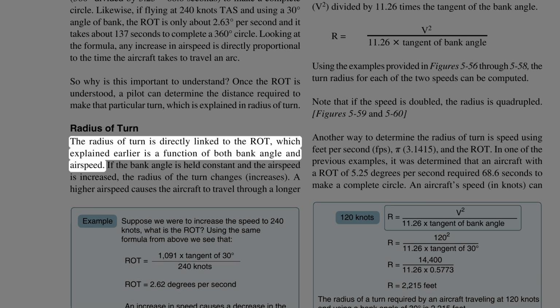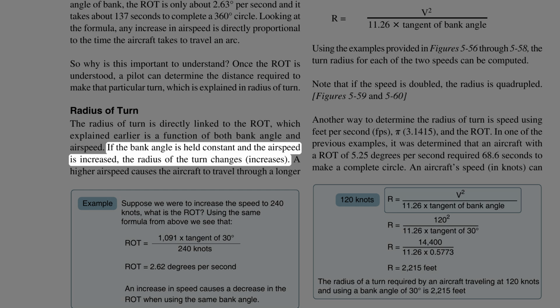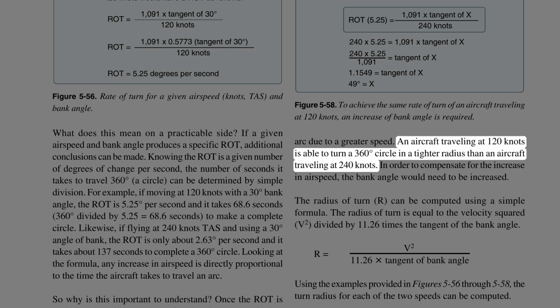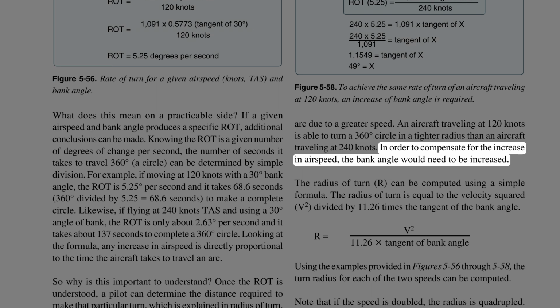The radius of turn is directly linked to the ROT, which was explained earlier as a function of both bank angle and airspeed. If the bank angle is held constant and the airspeed is increased, the radius of the turn increases. A higher airspeed causes the aircraft to travel through a longer arc due to a greater speed. An aircraft traveling at 120 knots is able to turn a 360 degree circle in a tighter radius than an aircraft traveling at 240 knots. In order to compensate for the increase in airspeed, the bank angle would need to be increased.